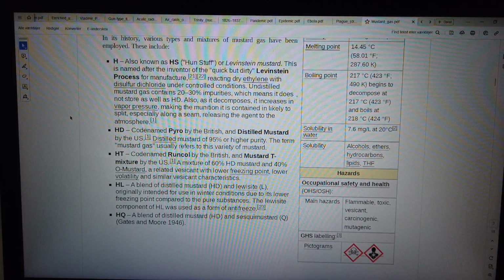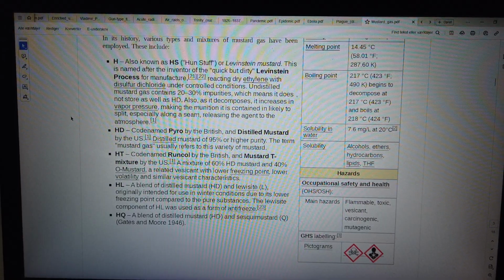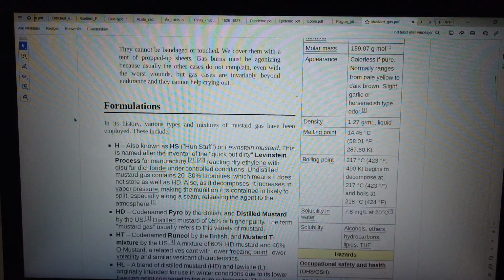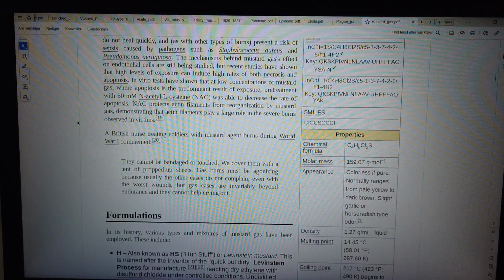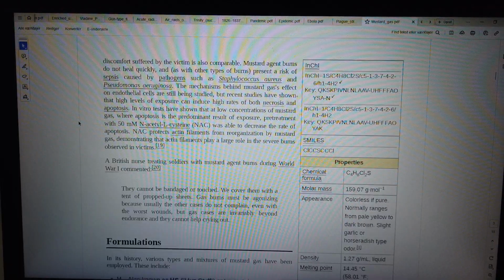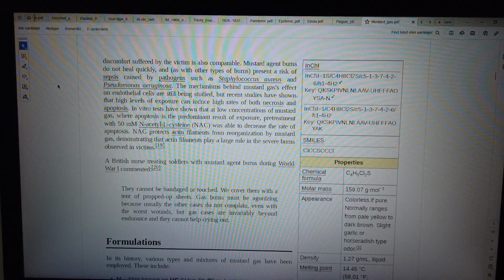Hazards, occupational safety and health. Main hazards: flammable, toxic, vesicant, carcinogenic, mutagenic. GHS labeling: 3. Pictograms GHS06, toxic; GHS08, health hazard.